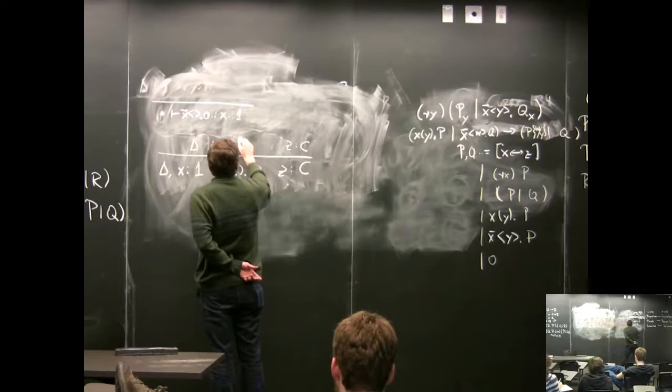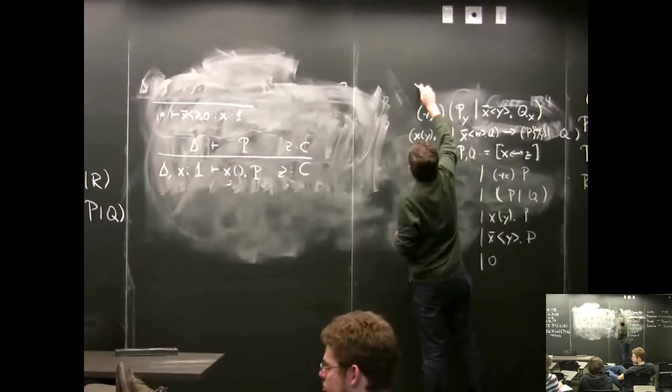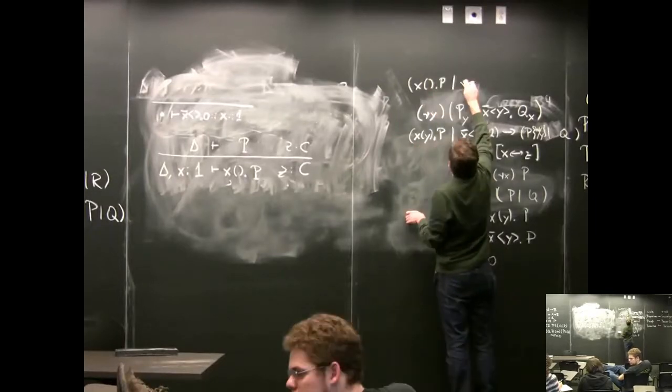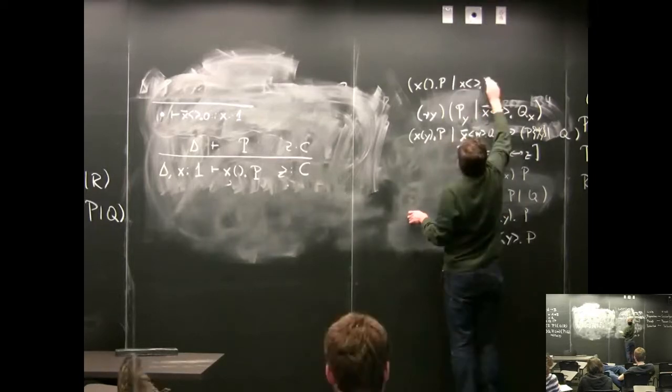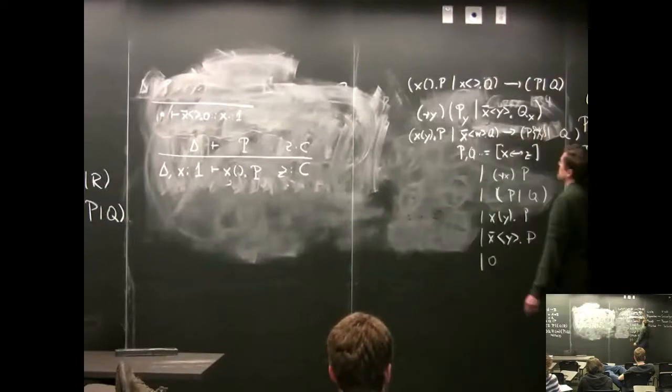And then the reduction rule corresponding to this is somewhat like this. We have an empty input P in parallel with an empty output of Q, and then we go to P and Q in parallel.